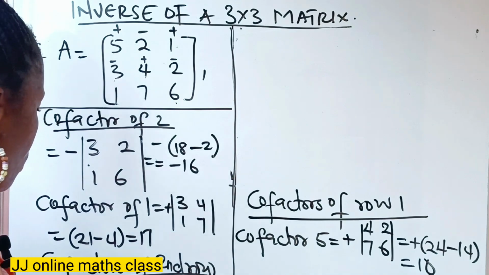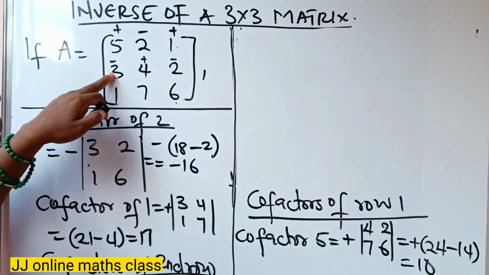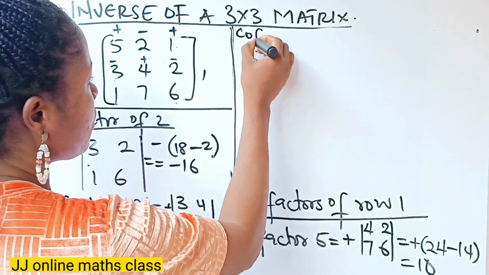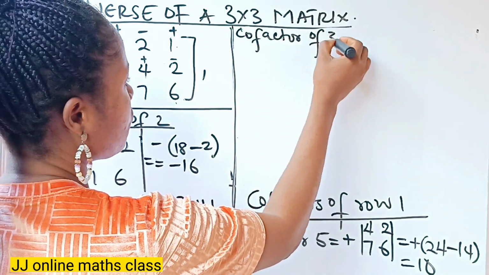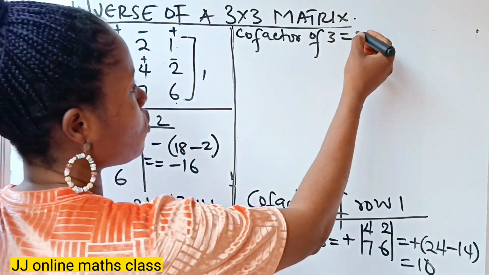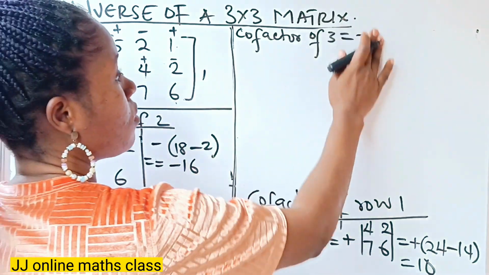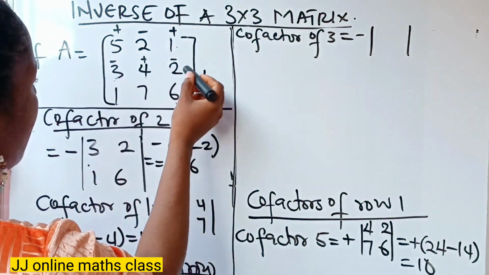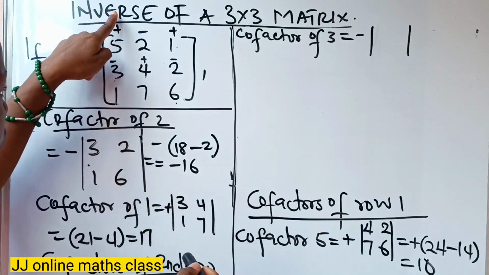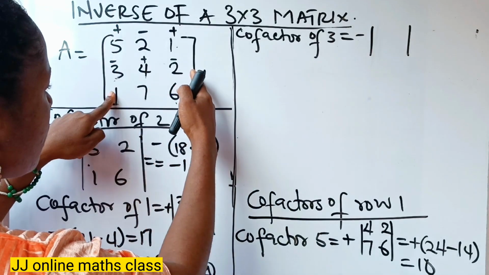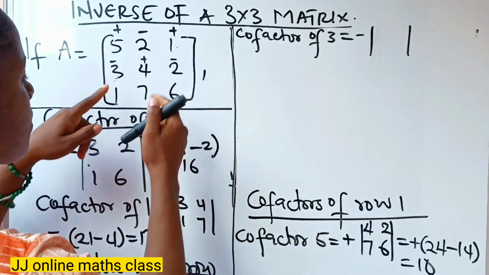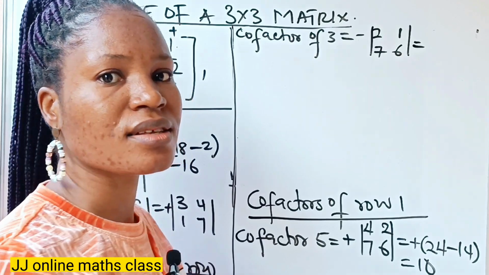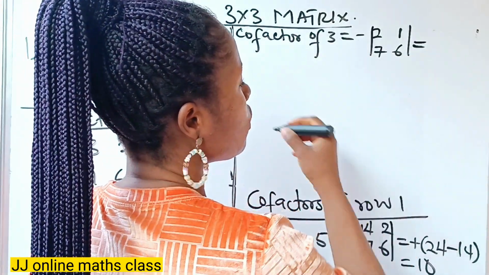Okay, so cofactors of the second row. Now the second row we start with minus 3, right? There is minus there. So for 3, the cofactor of 3 is going to be equal to, there is negative there, so you bring your negative, open your determinant bracket. Now when you cover here and here, vertically and horizontally, anything that concerns 3, you notice that you're going to have 2 1 7 6. Then we go ahead and solve this.